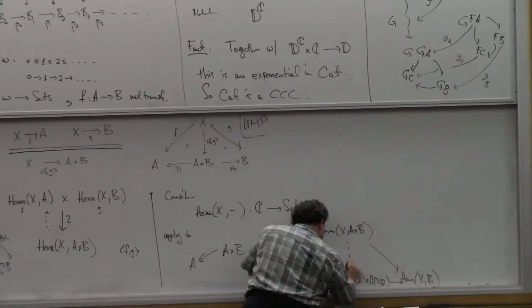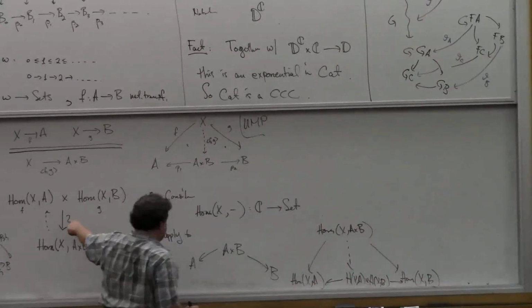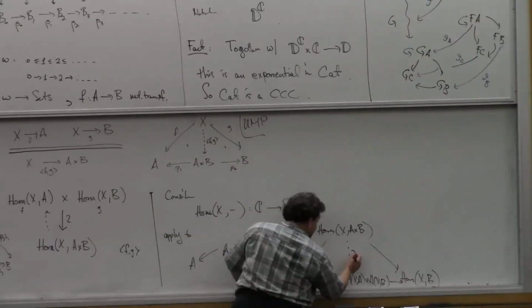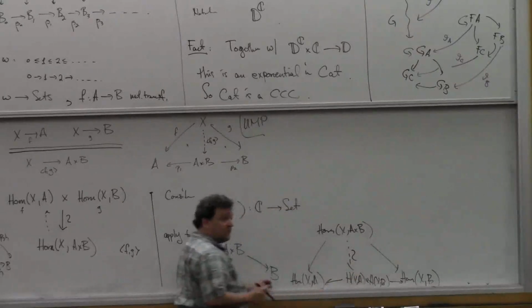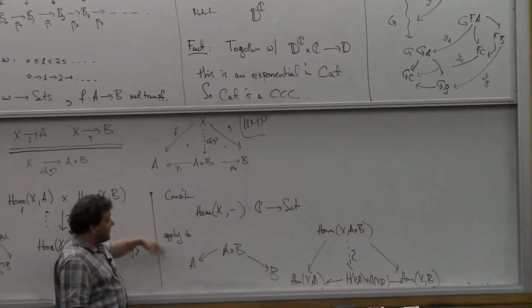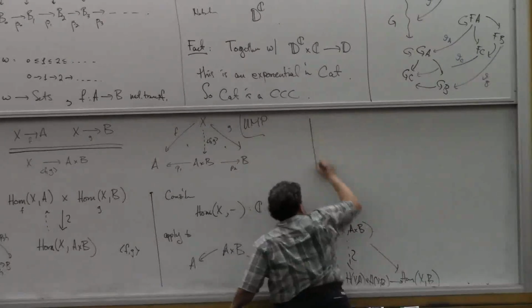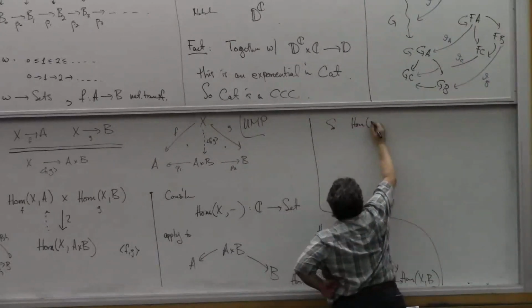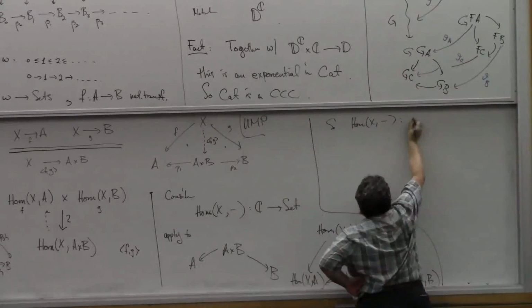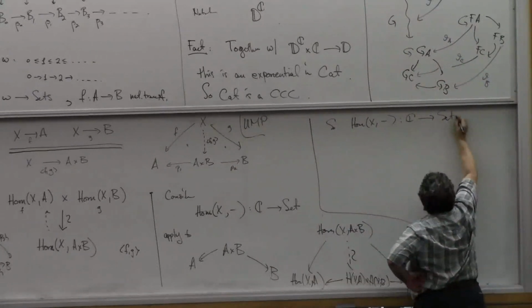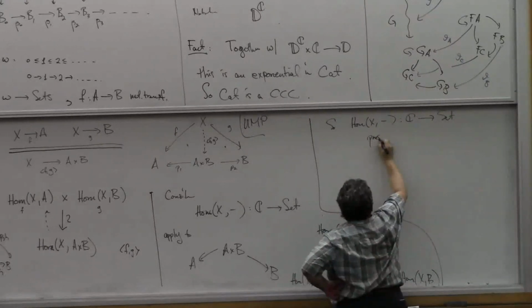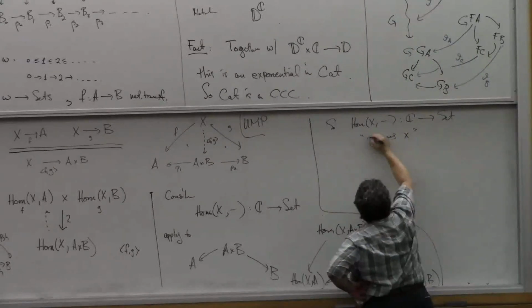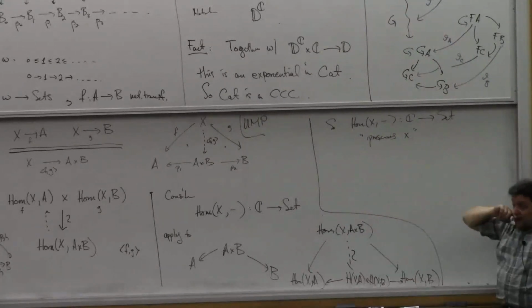So this is exactly this map, right? Let's apply the representable functor like that, and we just said that if this is a product, this is an isomorphism. So this condition says exactly that the functor Hom(X, -) from C into sets preserves products. It takes a product diagram in C to a product diagram up in sets.